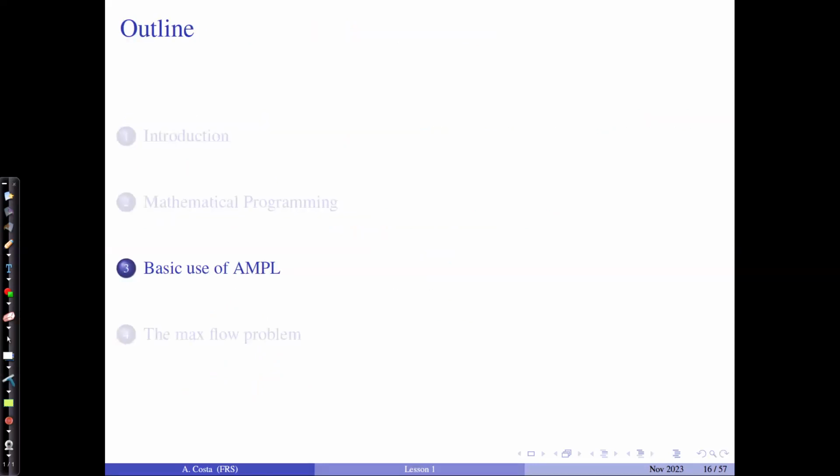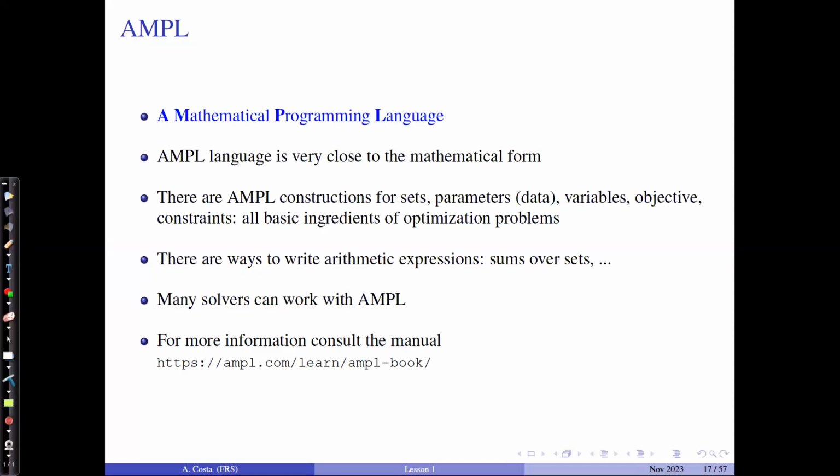Let's talk about AMPL. So AMPL, as I said, means A Mathematical Programming Language and is a very interesting language because it's quite close to how you would write the problem on paper. There are some keywords that we need to learn with AMPL. We need to also learn the way to represent the sets, the parameters, the variable, objective, all the ingredients that we discussed earlier. There are also some nice ways to make long expressions quite compact. And if you want to learn more about AMPL, there is also a free book where you have all the information, the details, and so on.